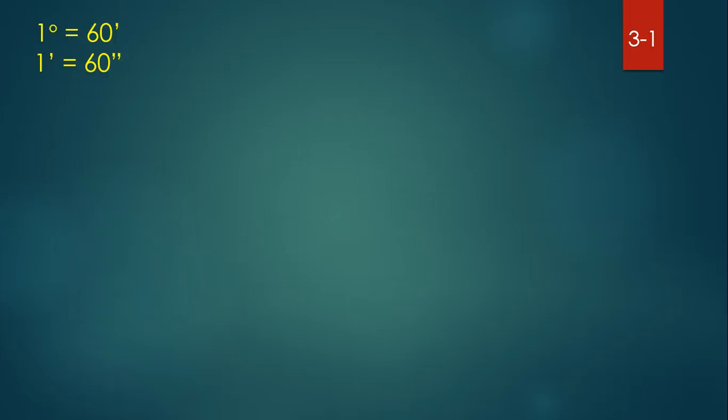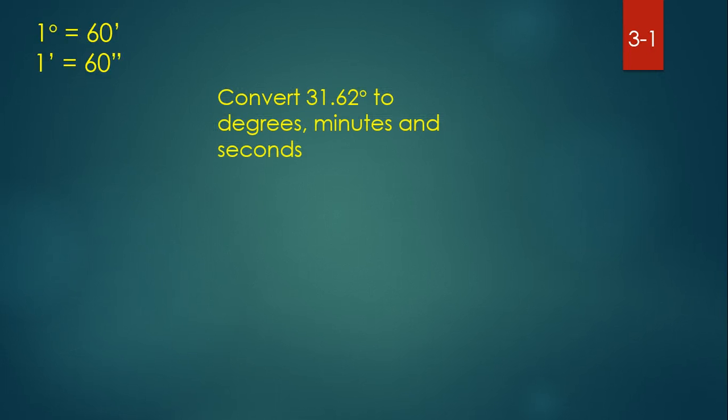So if 1 degree is 60 minutes and 1 minute is 60 seconds, we can use that information to convert an angle measure that's being expressed in decimal form to a form that's expressed in degrees, minutes, and seconds. Now to make it clear what's going on here, if we talk about an angle that measures 31.62 degrees, that 0.62 is actually 62 hundredths of a degree. So we're subdividing the degree into 100 equal pieces.